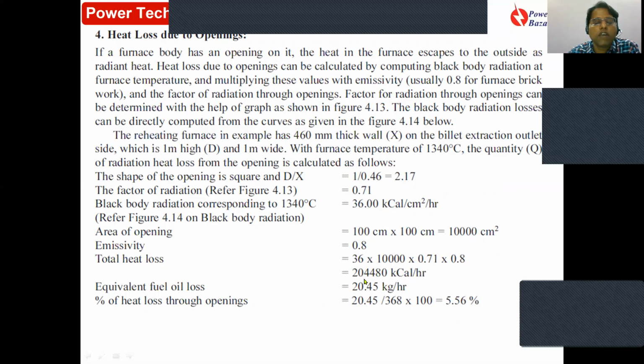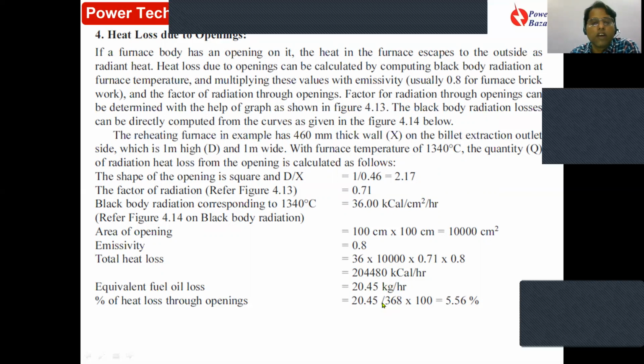Now if I divide this figure by the GCV of the oil, which is 10,000, 204480 divided by 10,000, I get almost 20.45 kg per hour. So this is the equivalent fuel loss, that is 20.45 kg per hour. And the percentage of heat loss through the opening will be what? 368 is the fuel rate going per hour. It is 368 kg per hour.